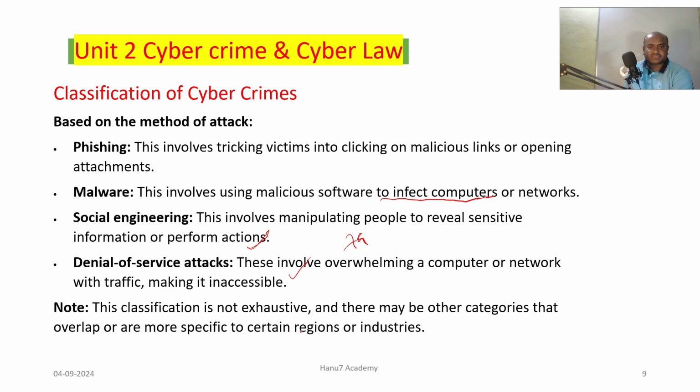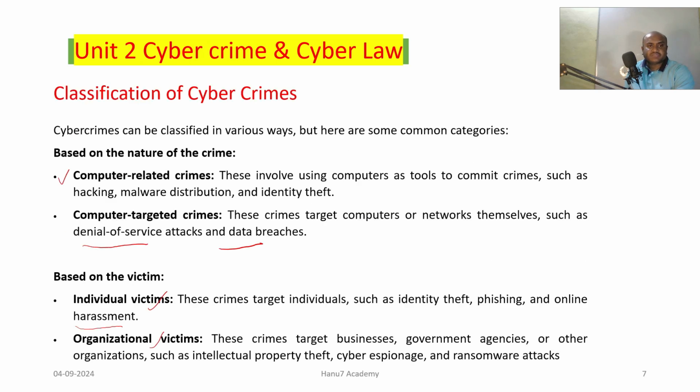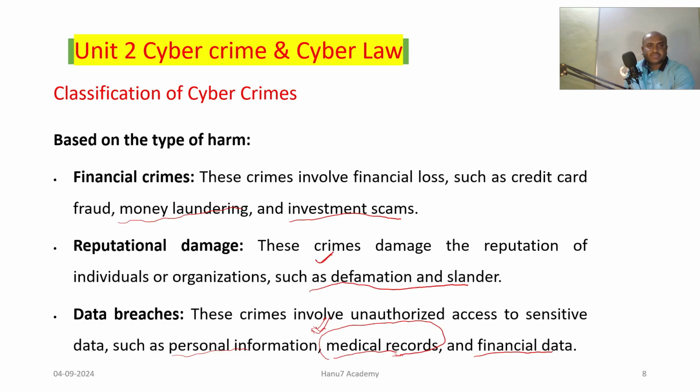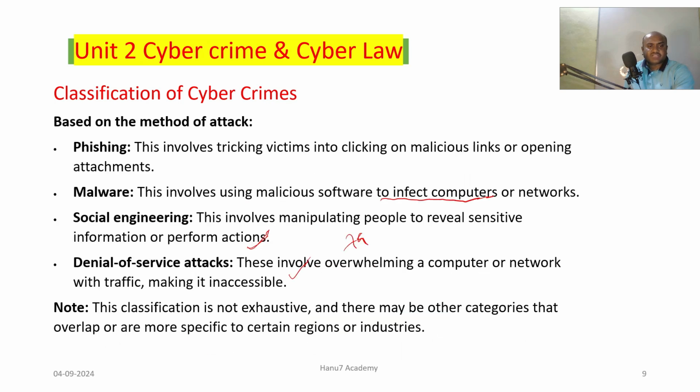So this classification is not exhaustive. There are so many other classifications also, but here we have discussed only four types of classification: based on the type of the crime, based on the victim, based on the type of harm, and based on the method of attack. There may be other categories that overlap or are more specific to certain regions or industries. Not only individuals, but certain regions or industries will also be affected by these different types of cyber crimes.